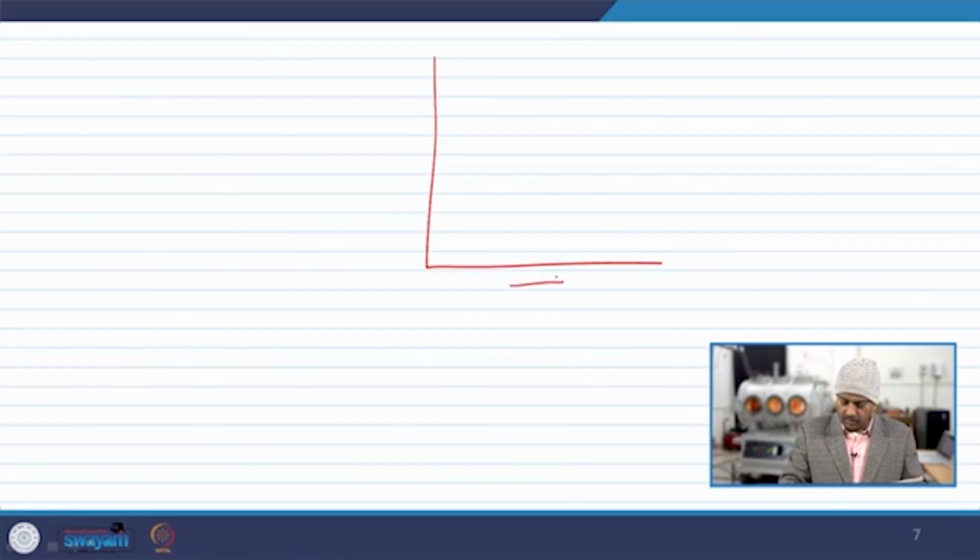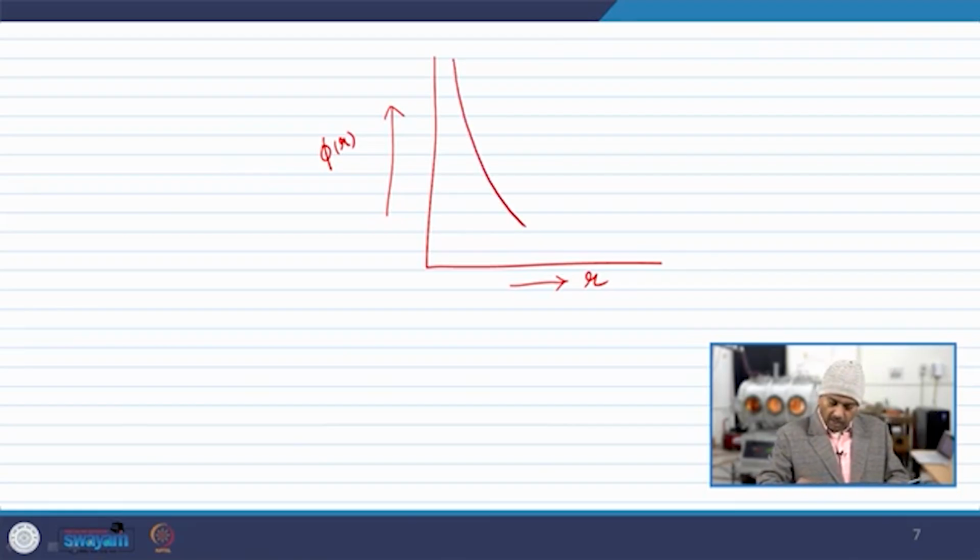So, we can put it in terms of a simple graph where we take r, the distance away from the center of this positive charge, and this is phi of r. So, the potential would be something like this, which is Coulombic, which is 1 by r, and suddenly at lambda d it will be very fast. So, this is an exponential decay.